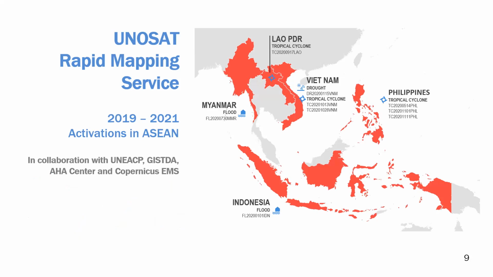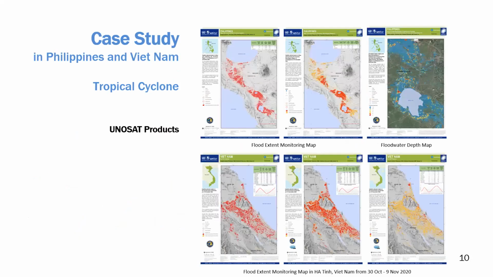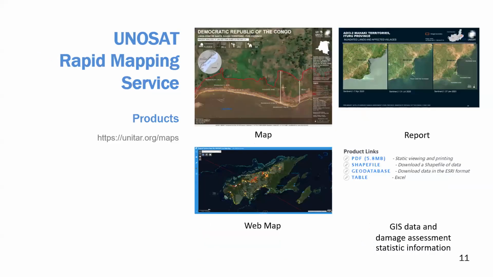Mostly you have seen flood here because this region is prone to cyclones. This is an example of the products that we support UN agencies with for assessment in this region. This is the map in the Philippines and Vietnam. We keep monitoring, extracting, and producing maps, and also reports, web maps, and data available on the UNITAR website. You can see the link, and it is freely shared so everyone can use it to their benefit.